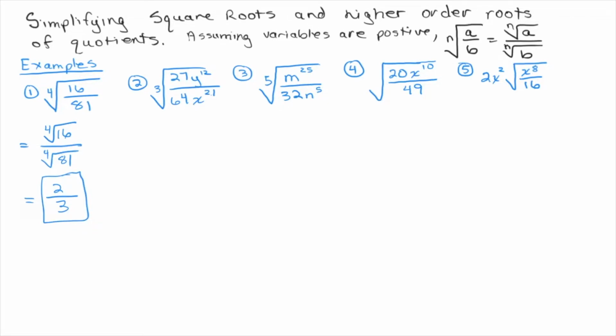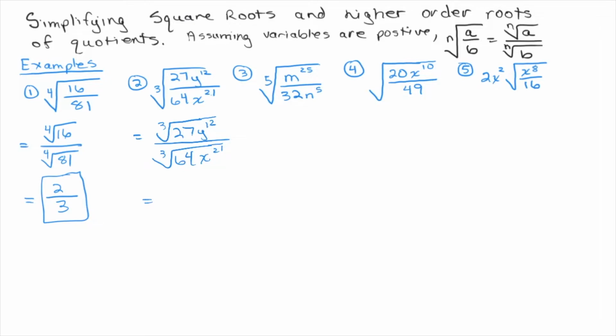For the second problem, we're going to do this again, except we have a cube root. So we're going to do the cube root of the numerator. So that's the cube root of 27y to the 12th, over the cube root of 64x to the 21st. All right. So 27 is a perfect cube.